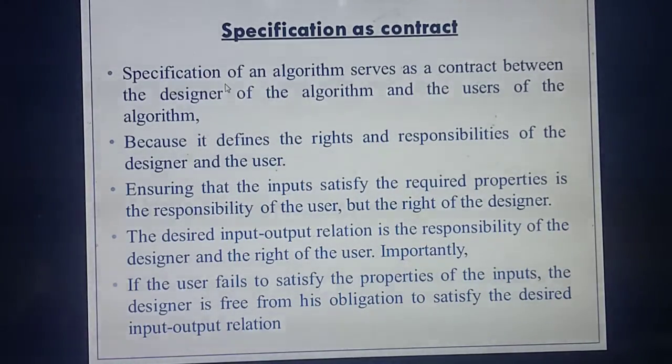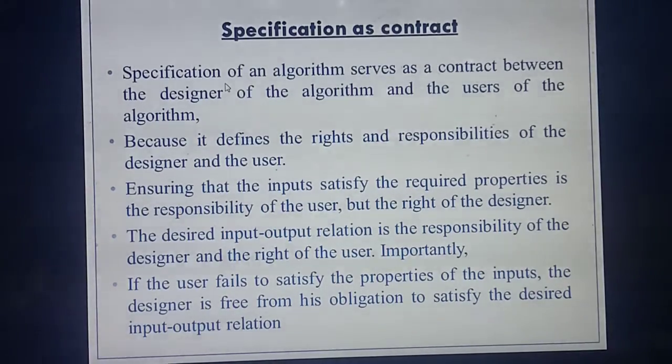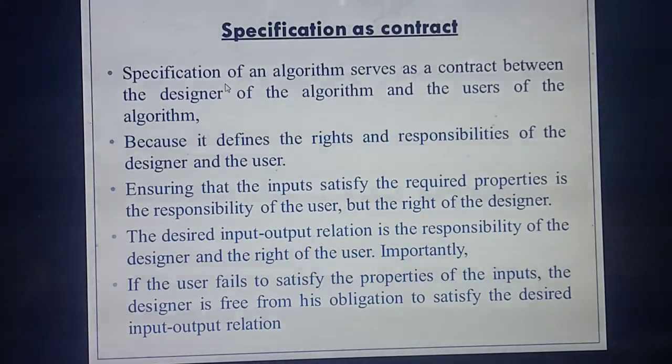So that's why they are giving the next line, rights and responsibilities. The user has the rights to say all of his needs to the designer. The designer's responsibility is to satisfy all the needs of the user. So that's the relation between the user and the algorithm. What are we calling it? Input output relation.